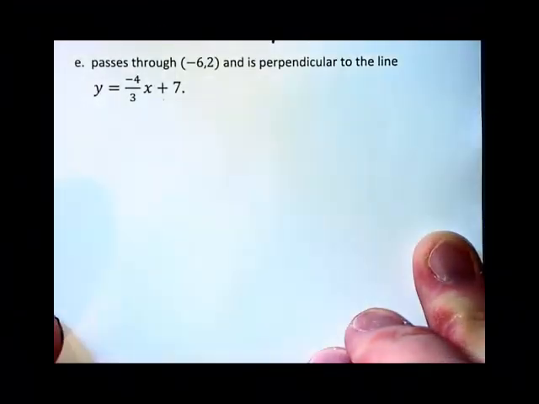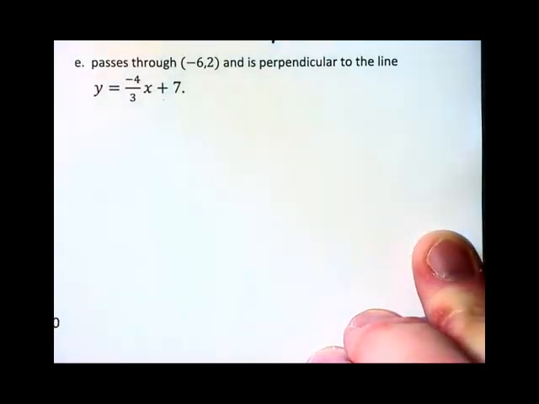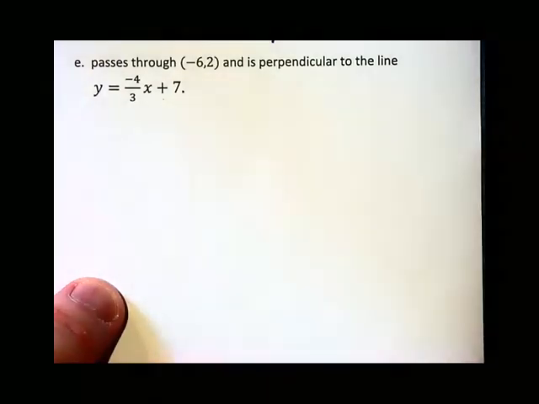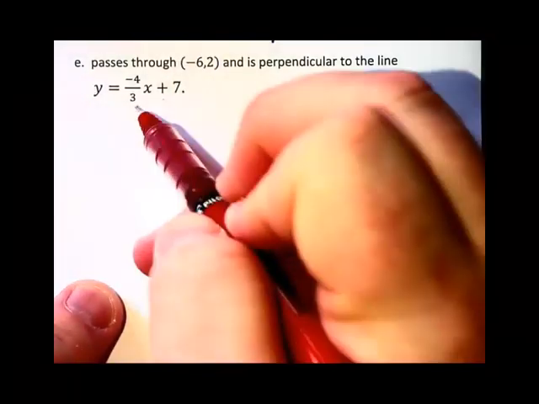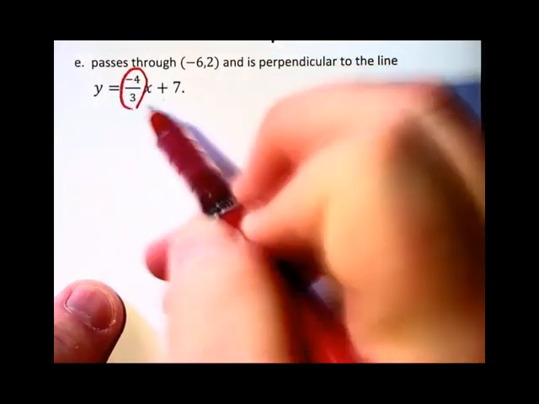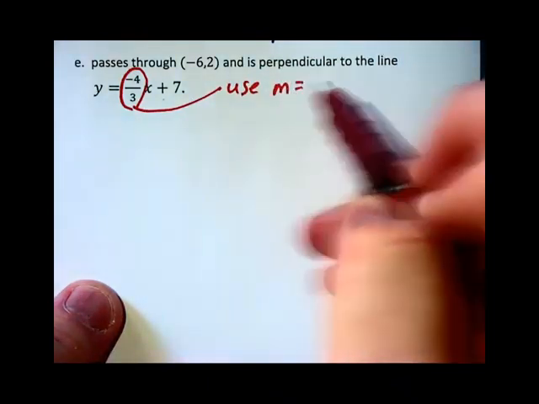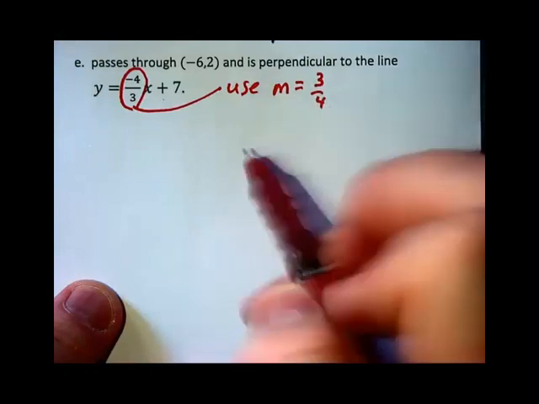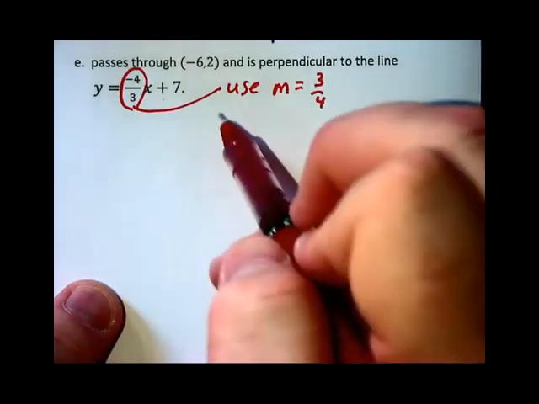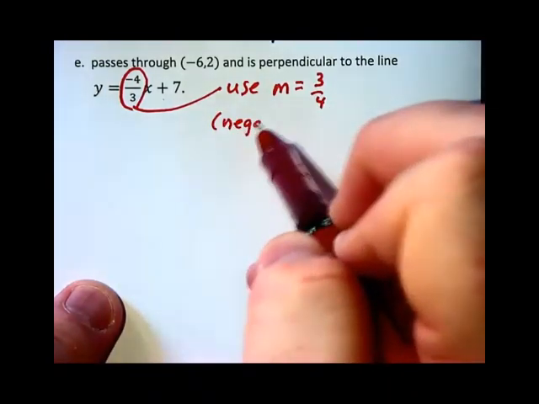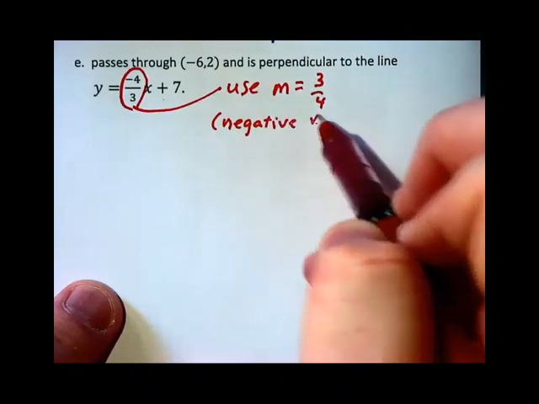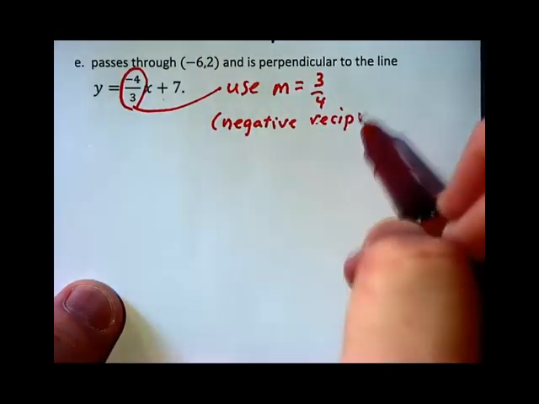Find the equation that passes through this point, there's our point, and is perpendicular to this line. Perpendicular tells us we are going to use m equals 3/4, not the slope we see there, because we want to use the negative reciprocal of the given slope.